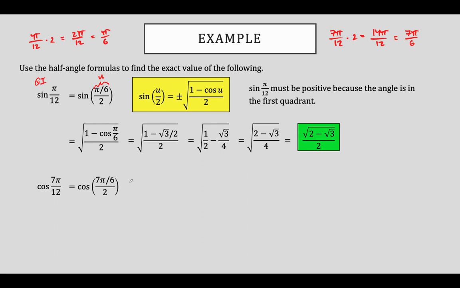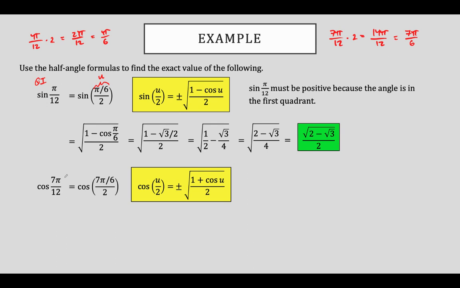So what are we going to use? Our half angle formula for cosine. The cosine of u divided by 2 is equal to plus or minus the square root of (1 plus the cosine of u) divided by 2. Now, we have to determine, should our answer be positive or should our answer be negative?